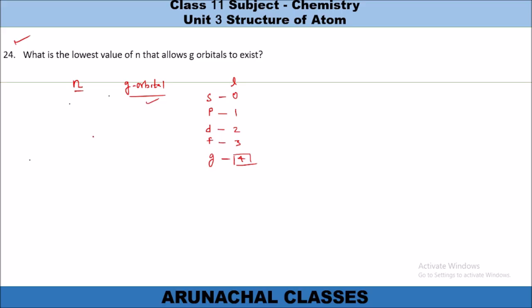So if you want to find out the lowest value of n, n is given as L plus 1. So it will be 4 plus 1, that is 5. So for n equal to 5, the G orbital will exist. Go for the next question now.